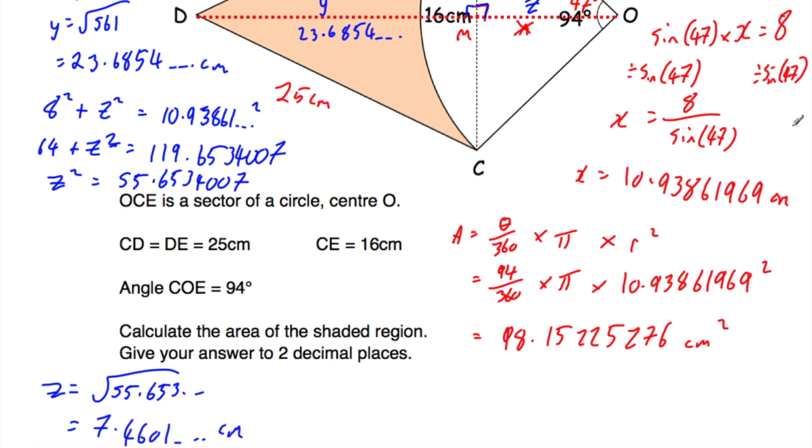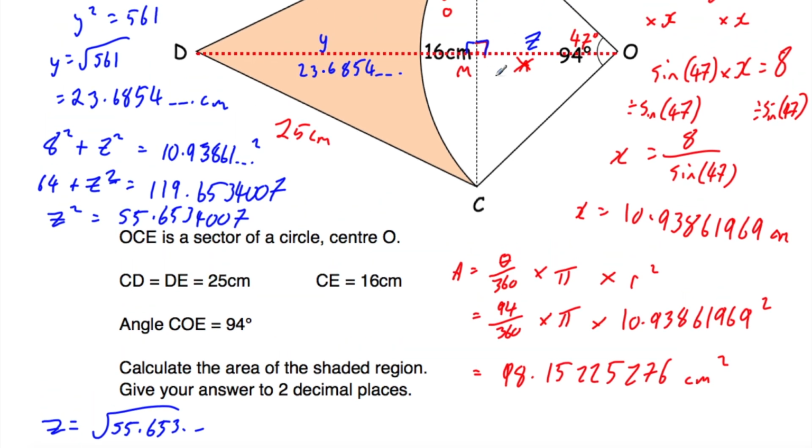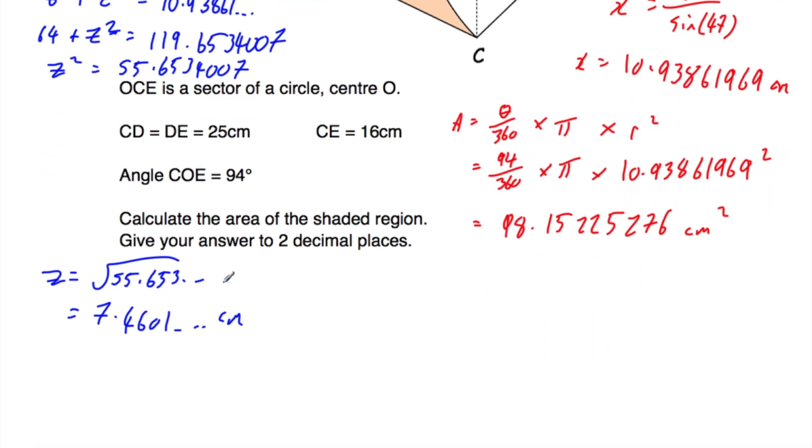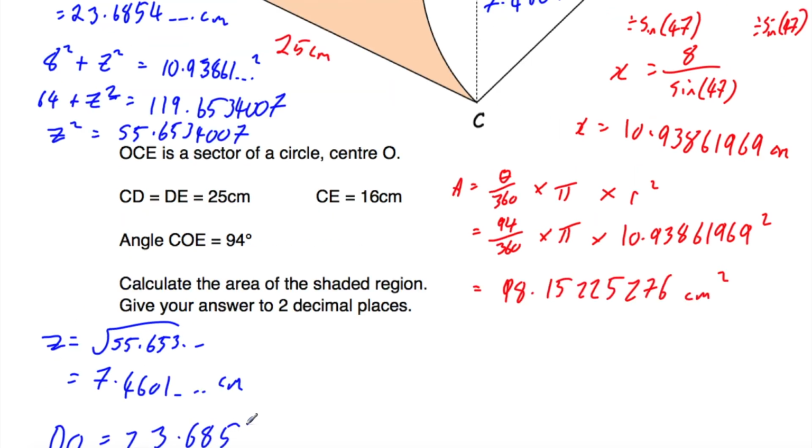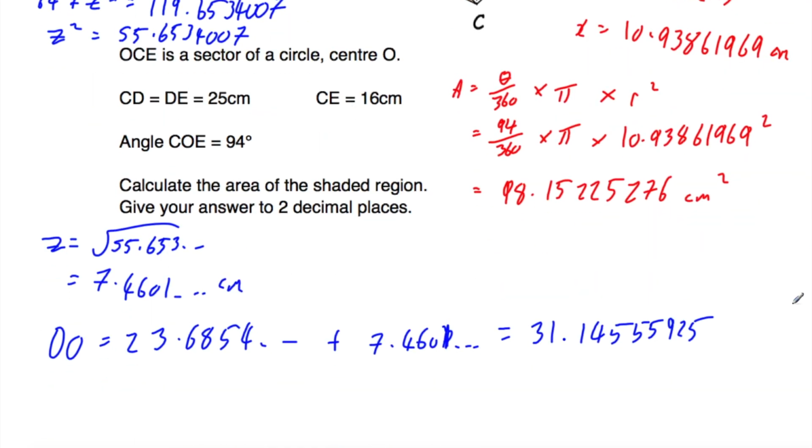Okay, so this is fantastic. We now know that this distance from here to here is 7.4601 and so on. So we've got the distance from D to M, we've got the distance from M to O. If we add them together, that'll now be the total distance from D to O. So let's do that. So let's add them together, and we get DO is equal to 23.6854 and so on, plus 7.4601 and so on, and that's equal to 31.14555.925. So that's the distance from D to O.